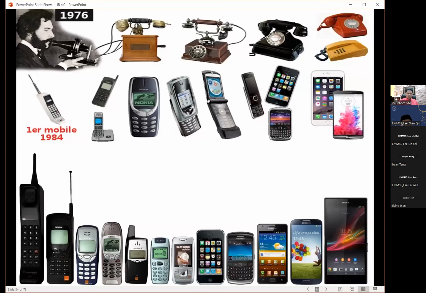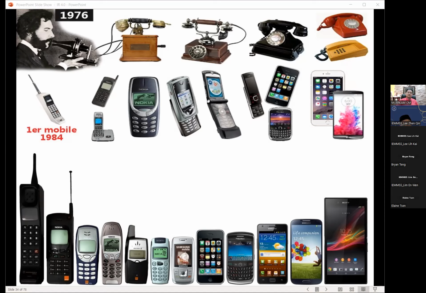And again, the Nokia phones were quite popular, starting from the 1970s, 76. Then the phone evolutions, first mobile in 1984, and then it evolved until what we have now. Phones also evolved from this kind of phone up to the phones that you can see and have in your hands. So these are the evolutions regarding phones.